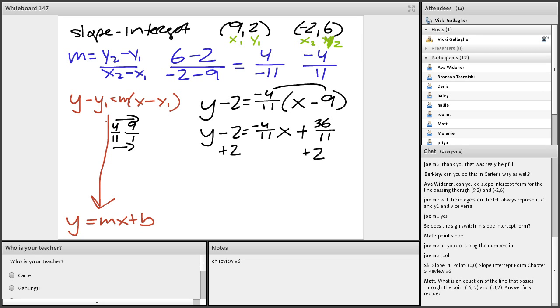All right, so I have 36 over 11 plus 2, and I'm going to make it a 2 over 1. And for multiplying fractions, which is the first thing we did, you don't need a common denominator. You can just multiply straight across. But when you're adding or subtracting fractions, you will need a common denominator. So I went ahead and made that 2 a 2 over 1, and I'm going to times this by 11 so that I get a common denominator. So this is actually 36 over 11 plus 22 over 11.